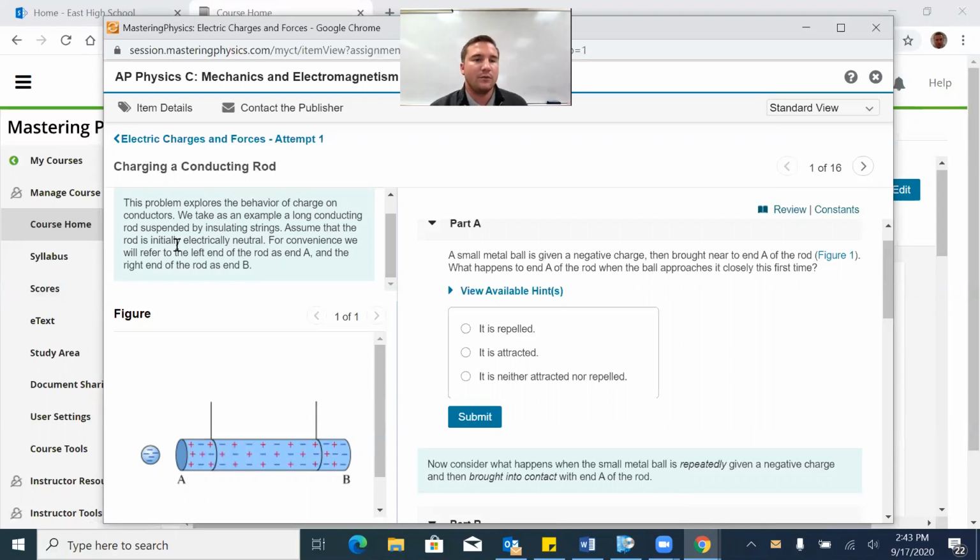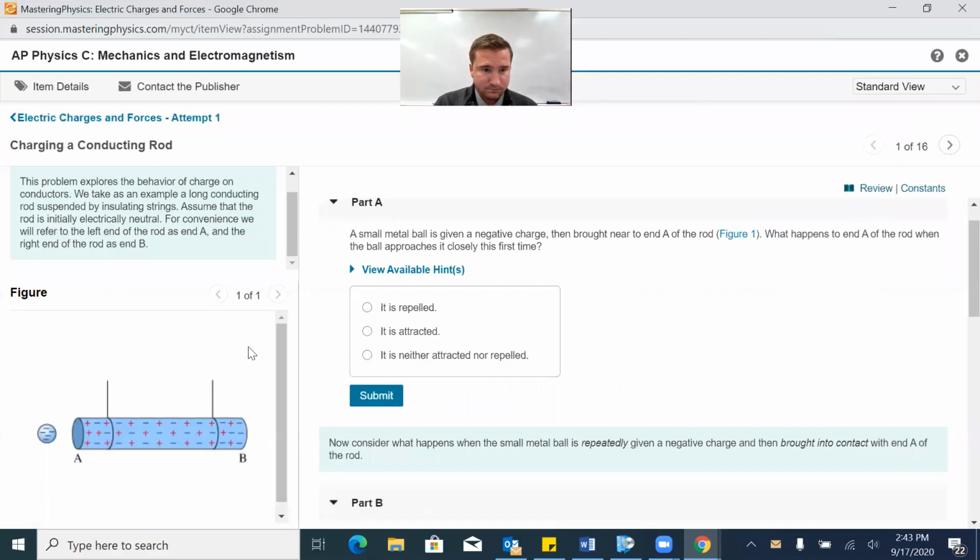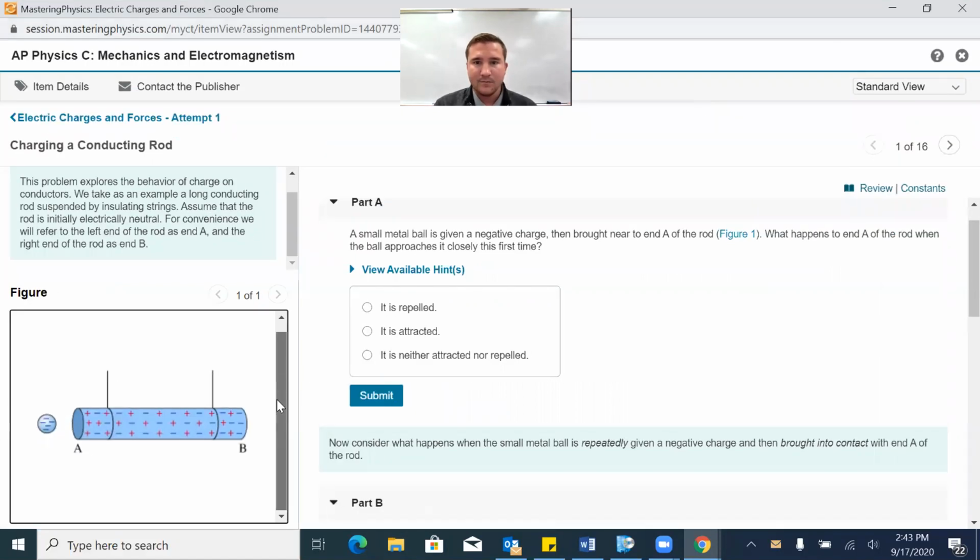Assume the rod is initially electrically neutral. For convenience, we will refer to the left end of the rod as A, right end of the rod as B. All right. So a metal ball given a negative charge and then brought near to end A of the rod, which is in figure 1. You can see it over here. What happens to end A of the rod when the ball approaches it closely for the first time?